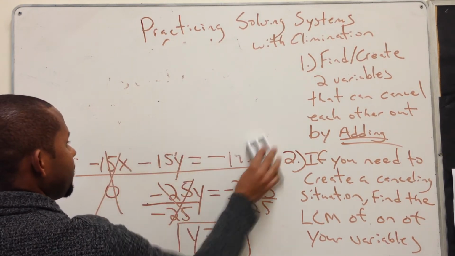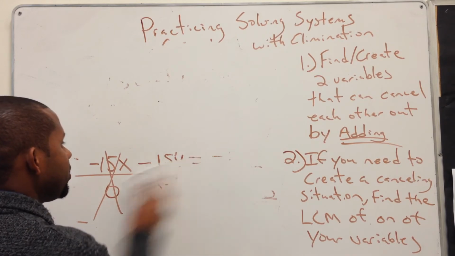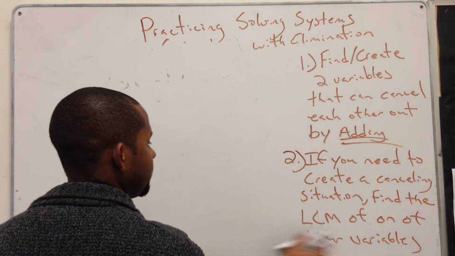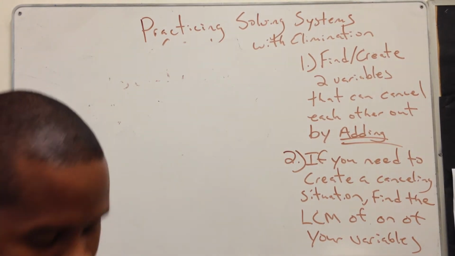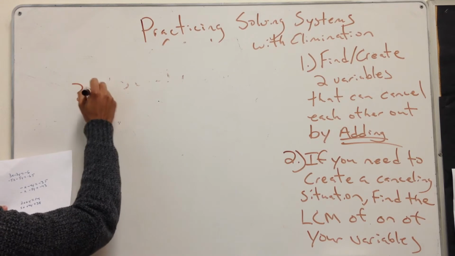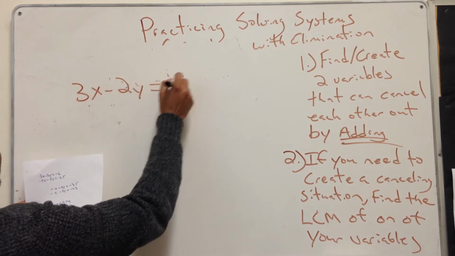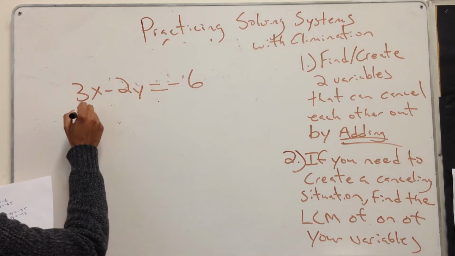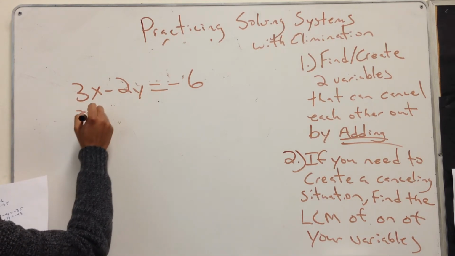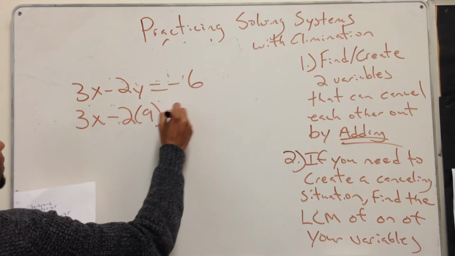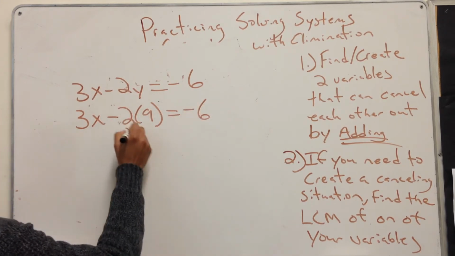So then what I can do from there is plug positive 9 back into one of my equations. So I take one of my original equations, the first one, 3x minus 2y equals negative 6. I already knew that y was positive 9, so I'm going to plug that in. So 3x minus 2 times 9 equals negative 6.